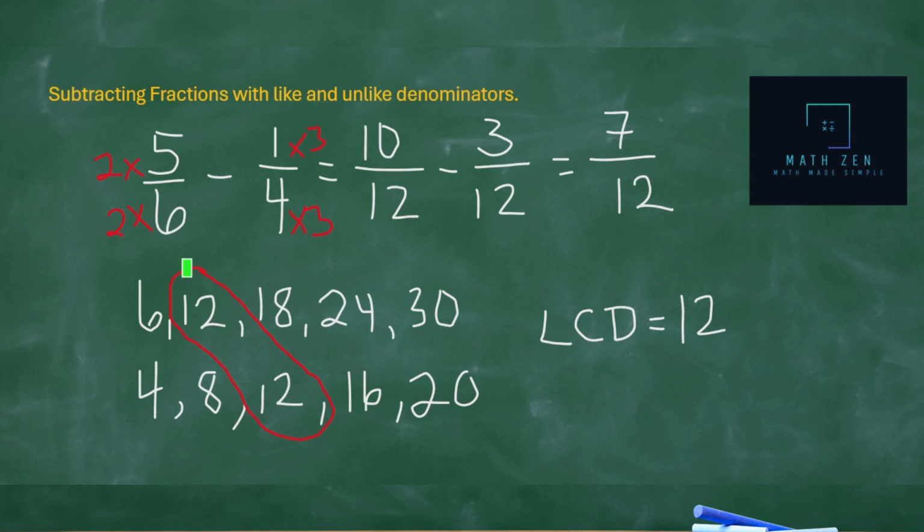So in this case, I listed the multiples of 6 and I listed the multiples of 4. As you can see, we had 6, 12, 18, 24, and 30. And then 4, 8, 12, 16, and 20. They had a match at 12, which makes 12 our LCD. That is the denominator that I want to use for my two new fractions.